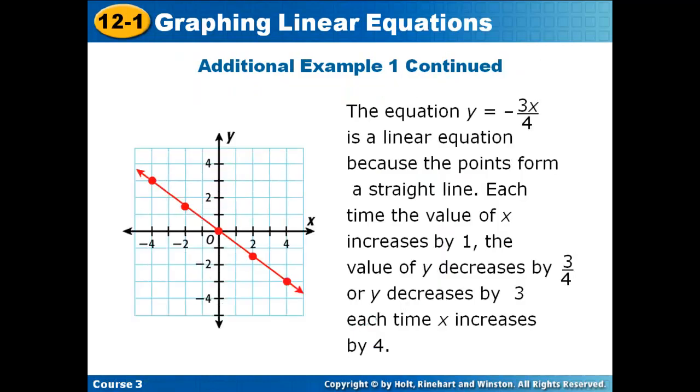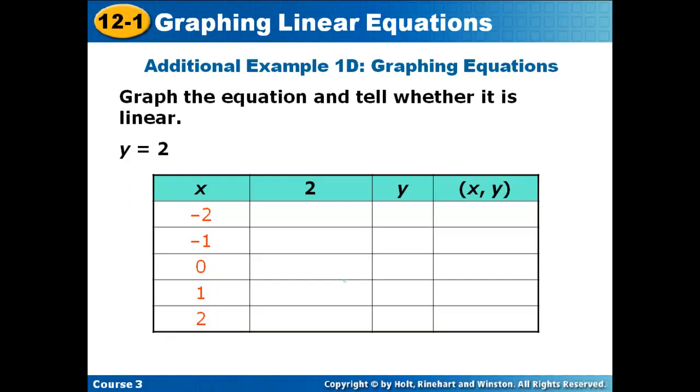Let's draw. When we are drawing, it gives us a straight line, so it's a linear equation. We have y decreasing by 3 over 4, or y decreasing by 3, and each time x increases by 4. Okay, let's see next. We have y equals 2.